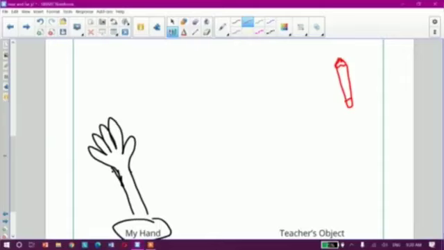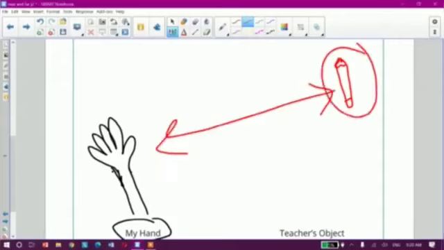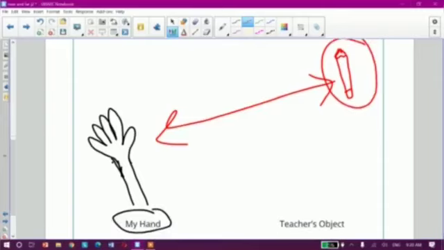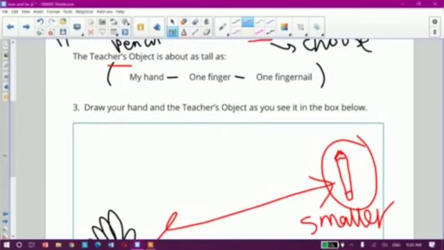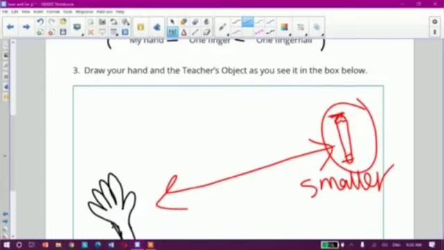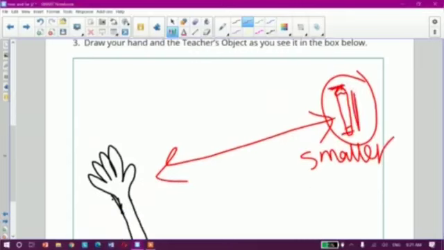No, it is much smaller than its normal size, so that the teacher's object is about as tall as my hand, like the length of your pencil, okay? As tall as your hand? No, as your what? As your finger. Yes, as tall as your finger. Could you see? The same length. This is your finger, and this is the length of your pencil. So the teacher's object is about one finger tall.